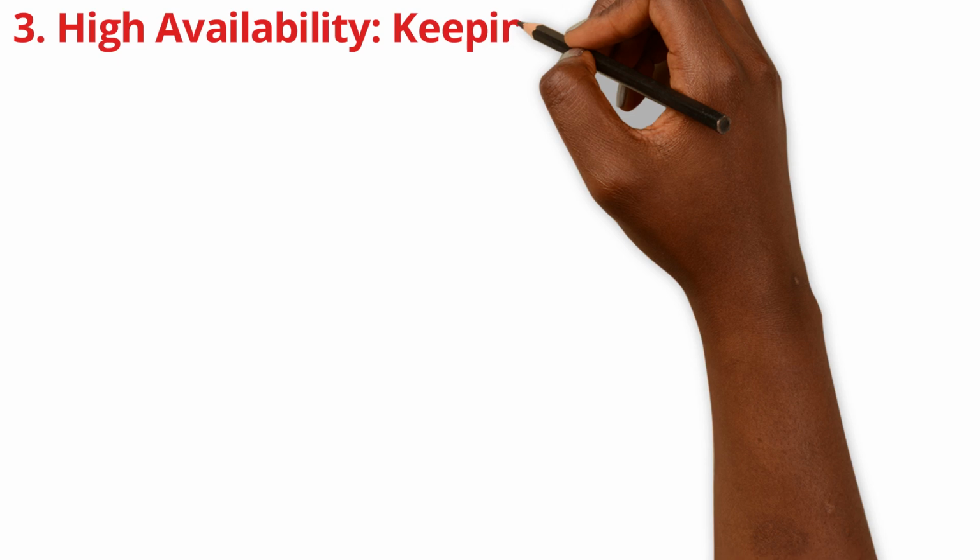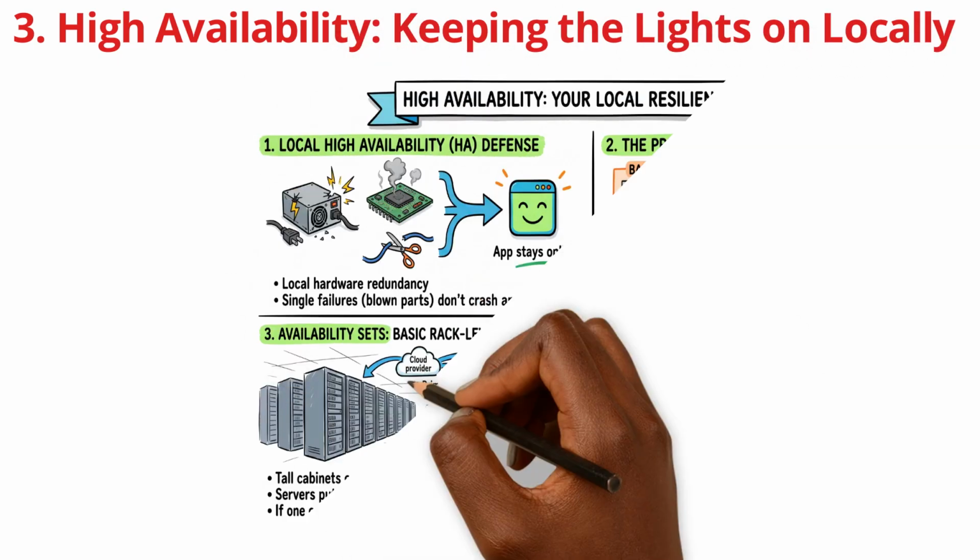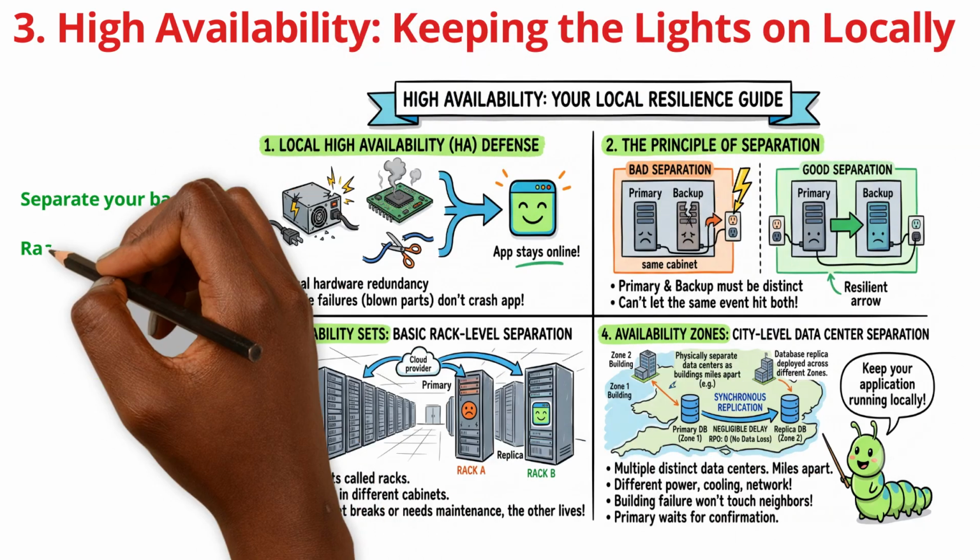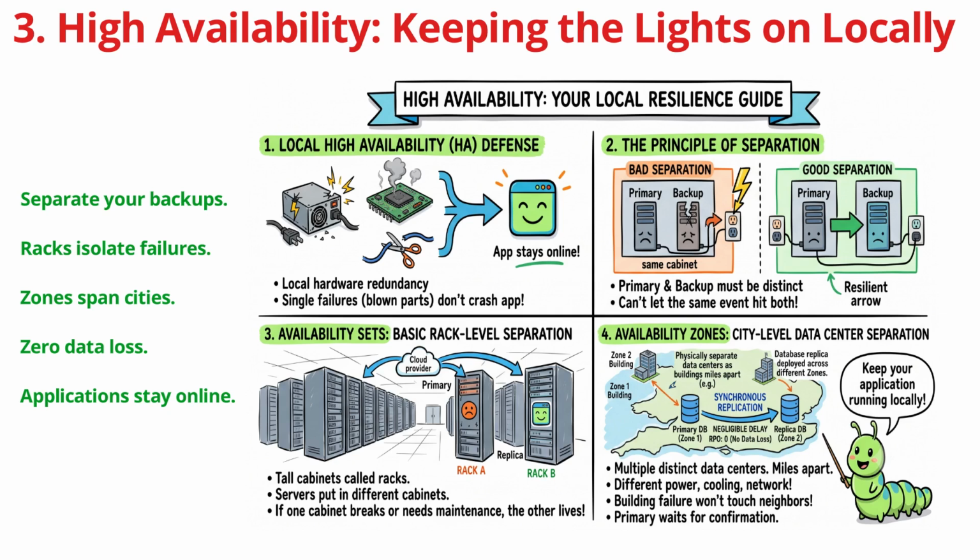High availability is your local defense against physical chaos. When a power supply blows or a motherboard fries, physical separation keeps you online. You can never put your primary server and backup in the exact same cabinet. Instead, use availability sets to place them on entirely different racks, surviving local power failures. Need even more protection? Availability zones put your replicas in completely different buildings miles apart. If one data center goes dark, your application stays running with zero data loss.